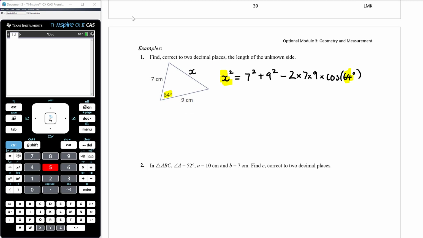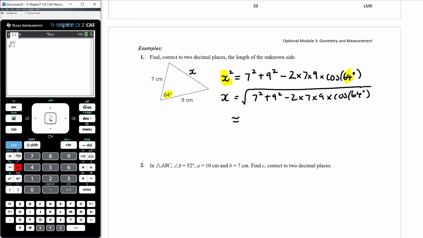Okay, now we could use our CAS to solve, but again, we've pretty much got x on its own. X is going to be the square root of all of that: 7 squared plus 9 squared minus 2 times 7 times 9 times cos of 64. And so we can put that in our calculator. Square root of 7 squared plus 9 squared.